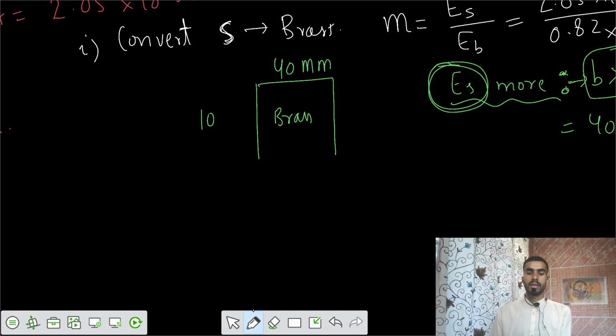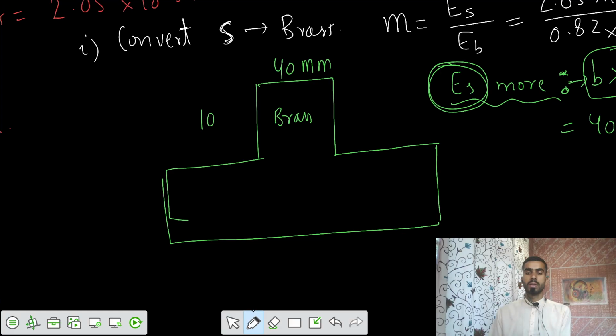So you make the width 100 mm and the depth remains the same, 10 mm. This is 100 mm and it is also brass now. The entire section is of brass now, and this is your depth of 10.